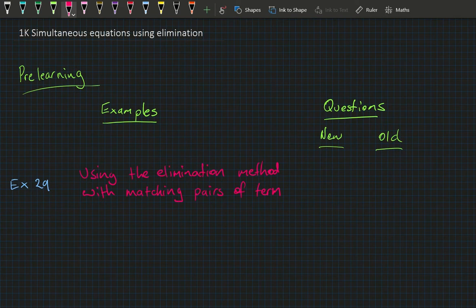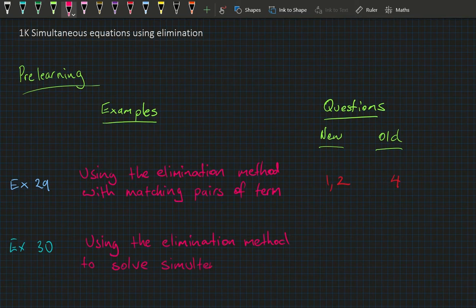Your pre-learning in the new book will be questions 1 and 2, and in the old book it'll be question 4. Then we'll do example 30 using the elimination method to solve simultaneous equations, where the pre-learning in the new book is questions 3 and 4, and for the old book is questions 5 and 6.